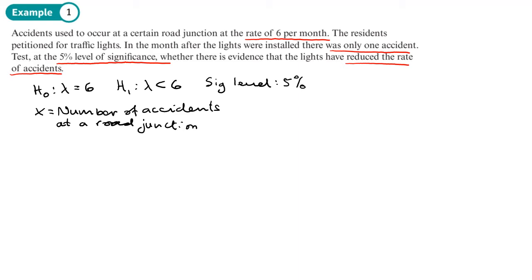Right, so what are we working out? Well, the rate of accidents at a road junction is distributed with a Poisson distribution. I'm assuming H0 is true at a rate of 6 per month. And it says that after the lights were installed, there was only one accident. So we want to work out the probability that there's going to be one or less accident at a rate of 6 per month. So if nothing had changed and you had one or less accident a month, what's the probability of that happening?